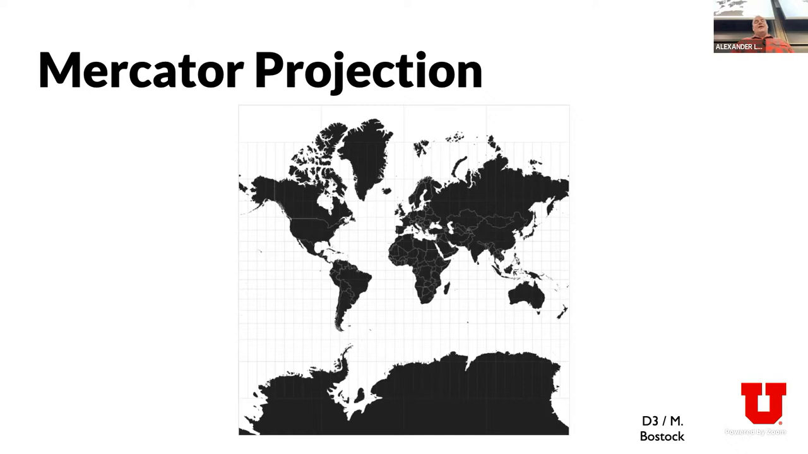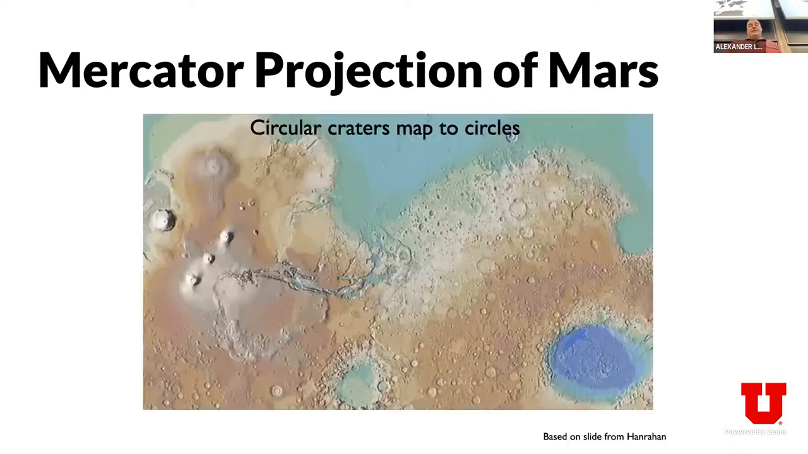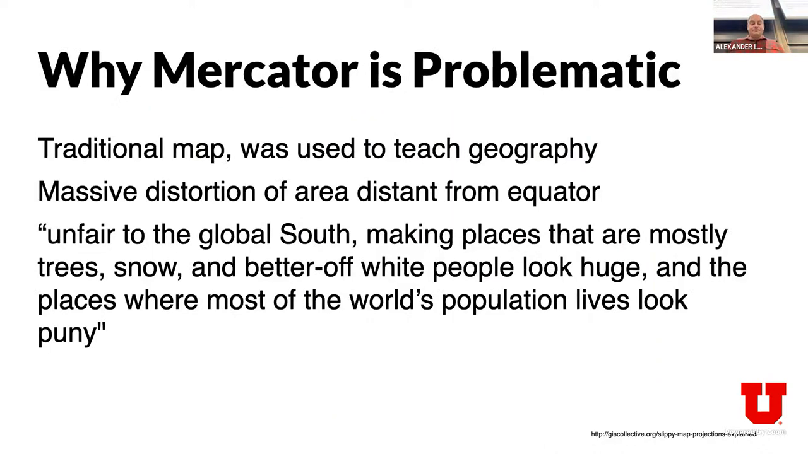Greenland is way too big. Africa is in fact many, many times bigger than Greenland. But the Mercator projection also kind of keeps the shapes consistent, right? Circular objects are circular. So here's a Mercator projection of Mars, and you see that the circular craters are actually circular on this map.